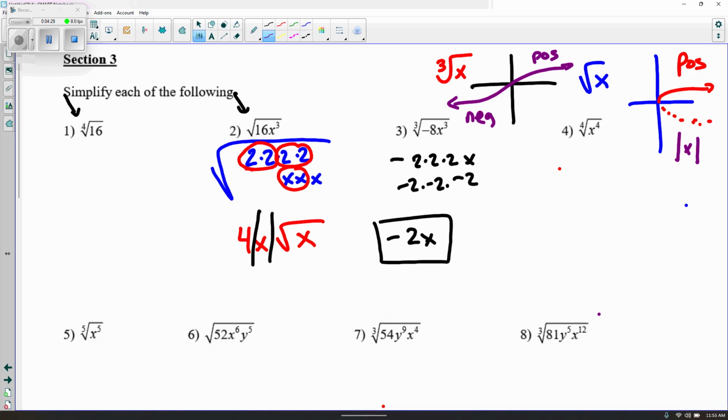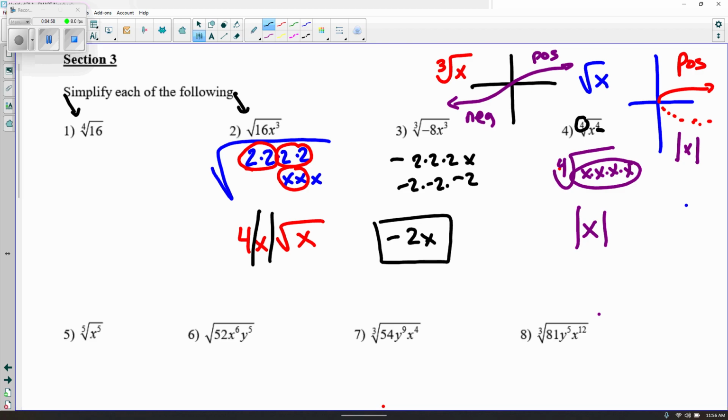All right, now, this one right here says a fourth root, so I'm looking for groups of 4. And as you can tell, I have 4 x's, so therefore that is just x. But it's a fourth root, so it needs absolute values. Now, Reese is noticing all I'm doing here is taking this right here and dividing it into that right there. It goes one time. And so that can work.